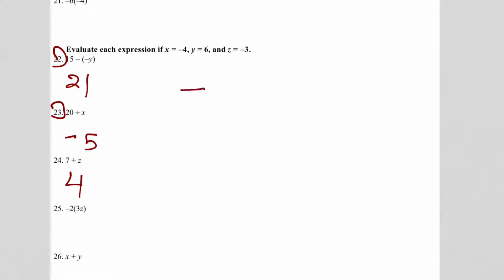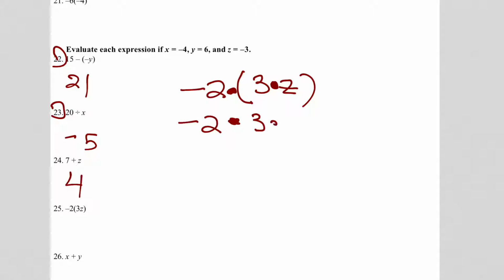25, we have negative 2, parentheses 3z. Remember, if there's nothing between the parentheses and the number in front, you can put a dot for multiplication. We can go ahead and drop the parentheses because it doesn't matter the order that we multiply anyway, so we'll just drop everything down. And same thing here, if you see a number next to a variable, you put a dot so we know that we're multiplying. So we're actually multiplying this whole thing out, but instead of z, we're going to substitute in negative 3.